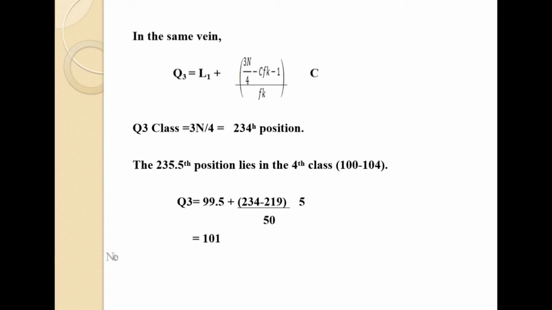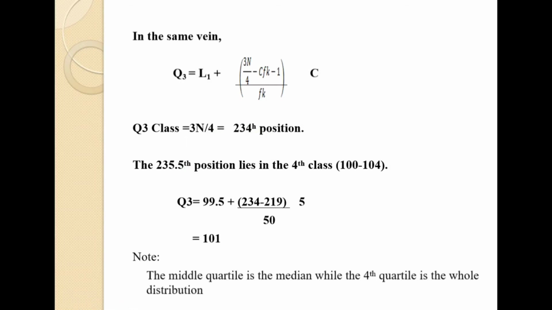In the same vein, we are asked to calculate for the third quartile. The only thing that changes in this formula is that instead of using N over 4, it becomes 3N over 4, because we are looking for the third quartile class. So 3N over 4 is 3 times 312 divided by 4, which gives us the 234th position. So we need to look for where the 234th position lies.